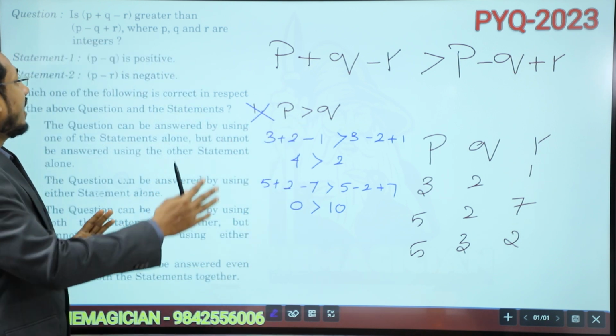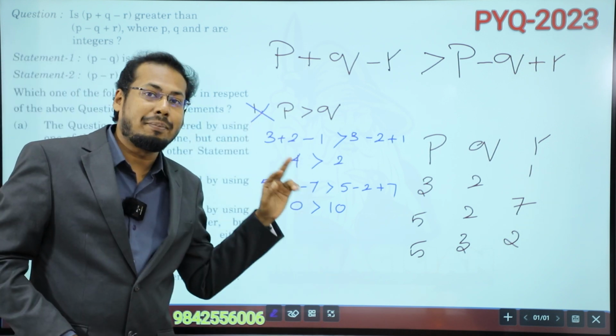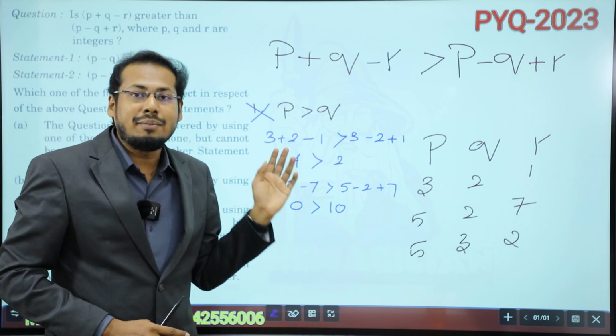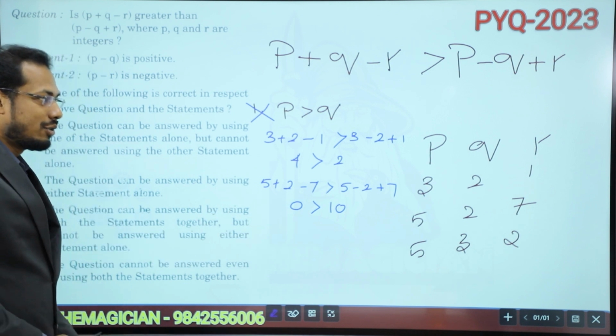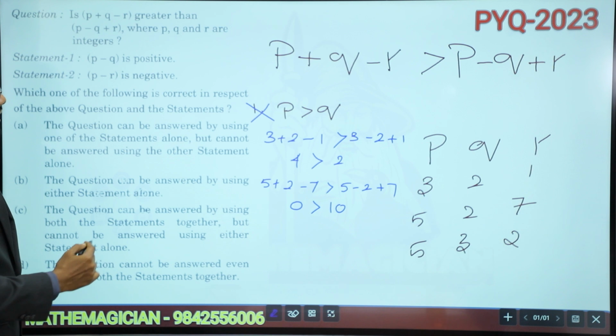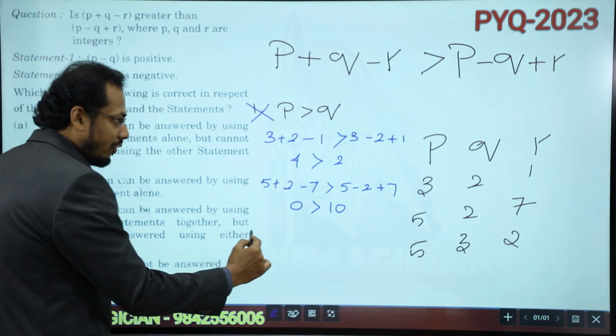Either I need to get everything as P greater than Q, or everything should be P less than Q. But one time it shows greater, other time it shows not greater than, right? So it is not possible to get the answer. Let's move to the next one. The next one says that P minus R is negative. Okay, let's go for the second statement.